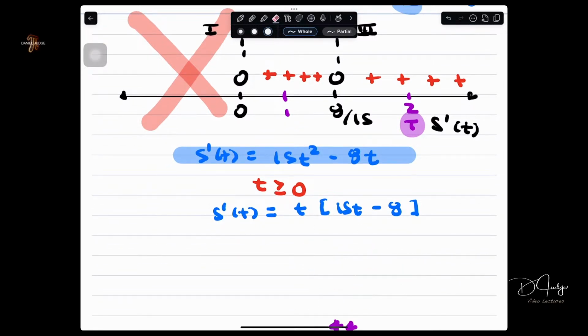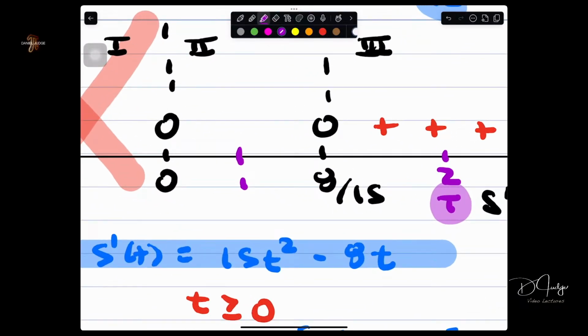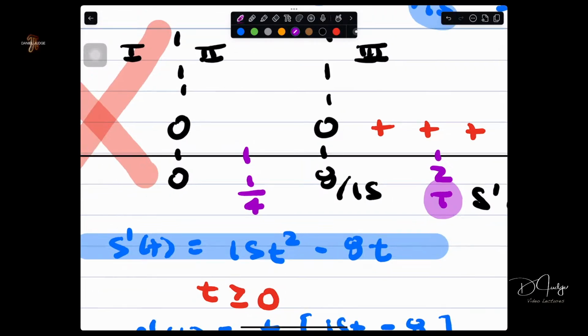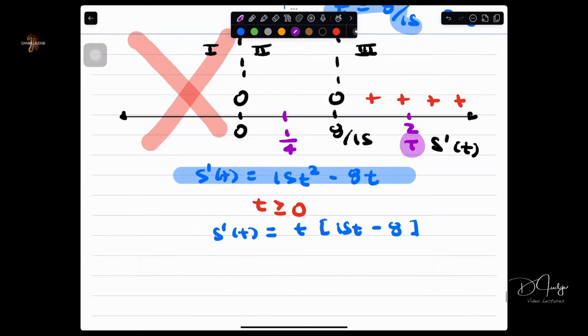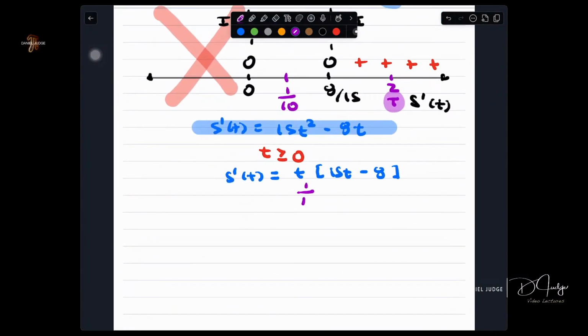I went back. This region, remember, 8/15 is actually smaller than 1. So let's use 1/4. So we made a mistake on that. Okay, that's barely smaller than 8/15. That might not even be that. So let's actually use something very small like 1/10. I think that is definitely smaller than the 8/15. We made a mistake. Let's fix this.